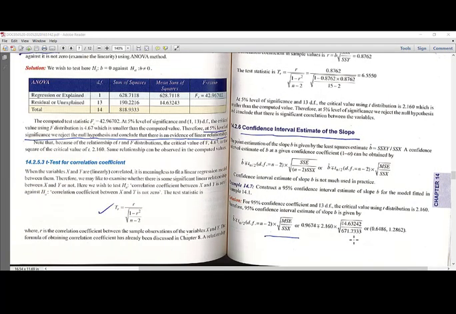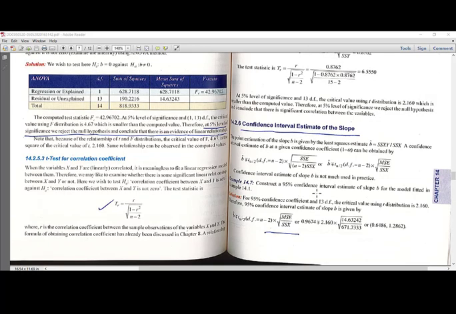Now let us discuss the confidence interval estimate of the slope. The point estimate of the slope b is given by the least squares estimate, b cap equal to SSXY by SSX. A confidence interval estimate of b at a given confidence coefficient 1 minus alpha can be obtained by b cap plus or minus t alpha by 2 with degrees of freedom n minus 2, multiplied by the square root of SSE by n minus 2 into SSX. The confidence interval estimate of slope b is not much used in practice.